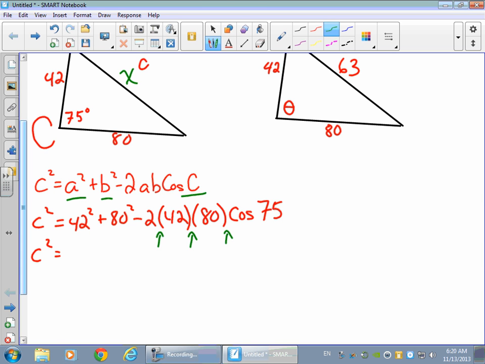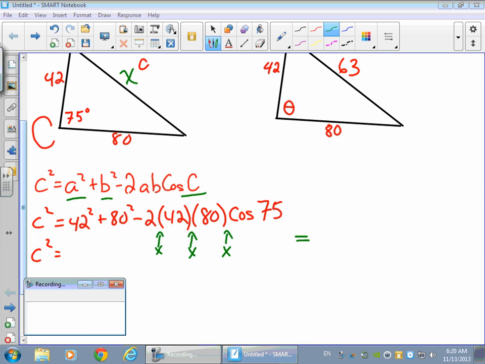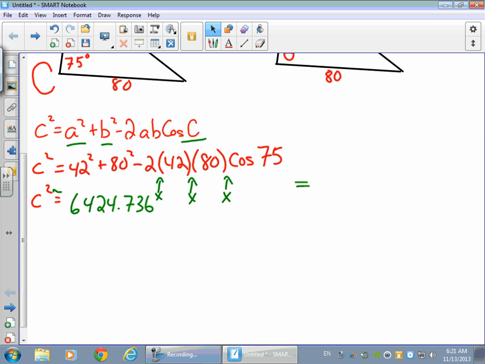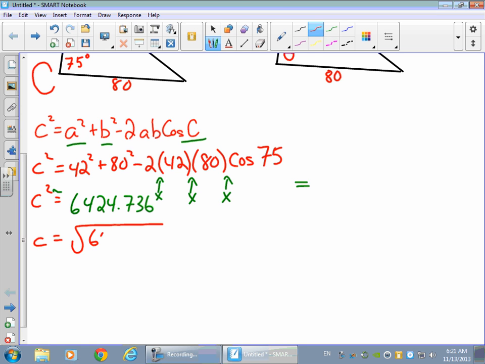So if I'm going through this, I press 42 squared plus 80 squared minus 2 times 42 times 80 times cosine of 75 equals. Okay, when I do that, I get c squared being approximately 6,424.736. Now, leave that on your calculator. Don't erase what's on your calculator. And essentially, to find c, I'm going to take the square root of whatever my previous number was.